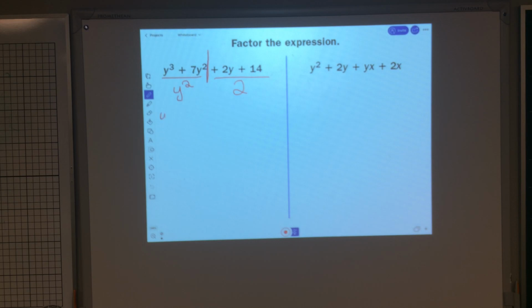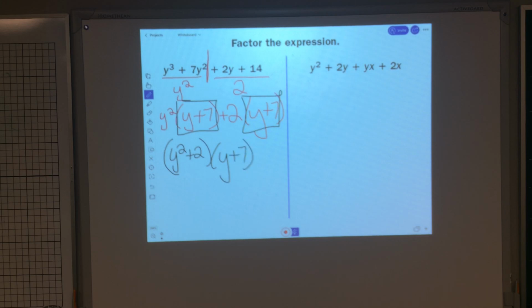So when I factor out that y squared, y squared times y gives me y cubed. 7y squared divided by y squared is just 7. The second set, factoring out a positive 2, 2y divided by 2 is just y, and 14 divided by 2 is 7. So we should again notice that our parentheses are the same, so we factored correctly, and I have y squared plus 2 times the quantity of y plus 7.